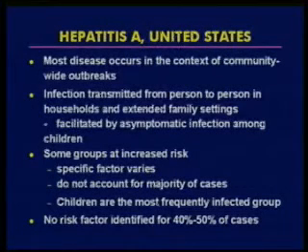So most of these outbreaks occur in the context of community-wide outbreaks, infection transmitted from person to person in households and extended family settings, and is facilitated by asymptomatic infection among children. Children can carry the bug and have no symptoms whatsoever, unlike adults. All right, some groups are at increased risk, and children are the most frequently infected group, and as I had pointed out before, there's no risk factor identified in 40 to 50% of cases.